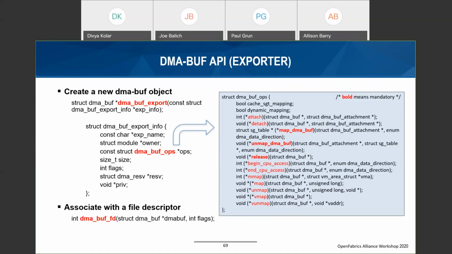Those functions are called by the import side DMA-Buf API to achieve various functionality. And the DMA-Buf FD function is used to associate the DMA-Buf object with a file descriptor.